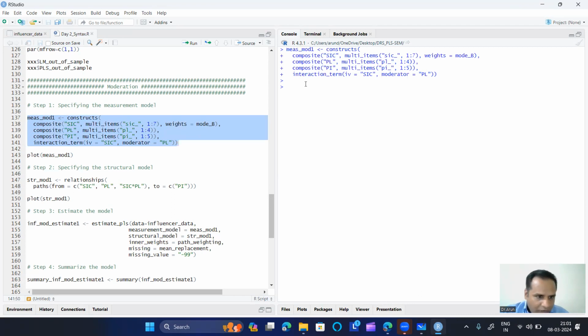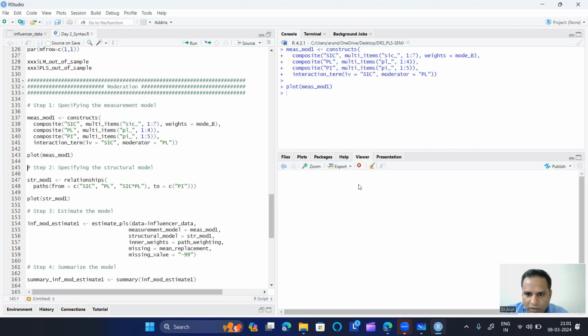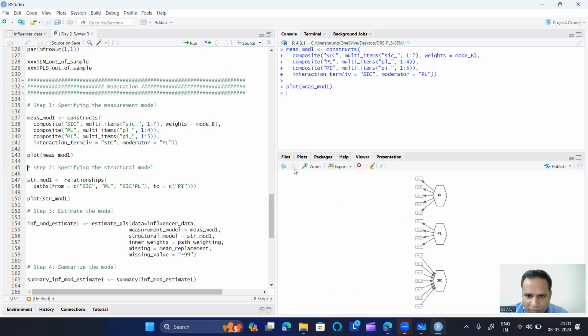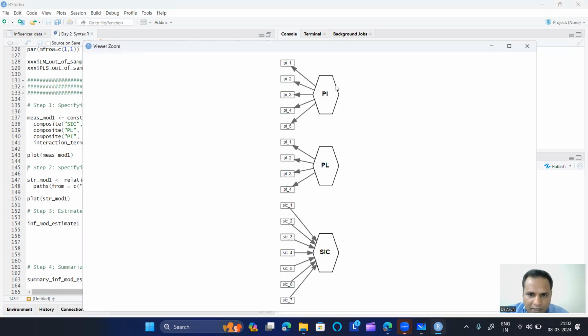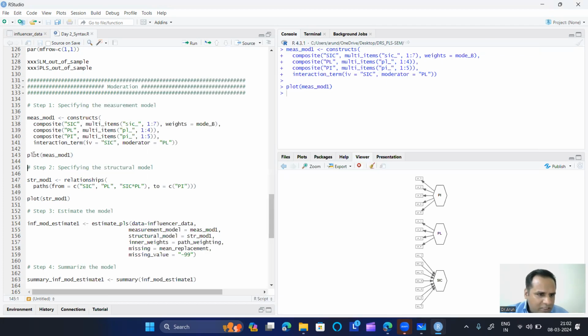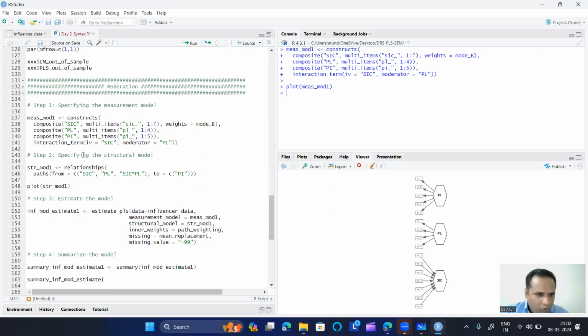Okay. Now after that, let me plot this. Let me see, is it a moderation model? No, this is the measurement model. Here, on the measurement model, it is saying that PI and PL are reflective and SIC is formative. No problem. This is actually not required. Why check the measurement model here? Now let's specify the structural model.